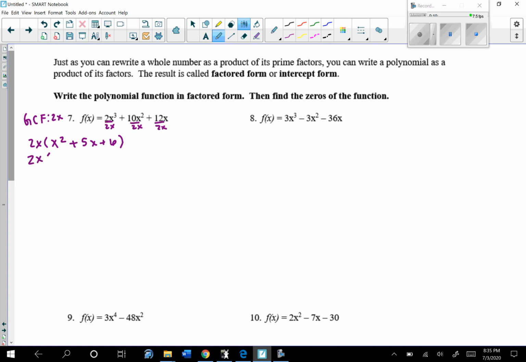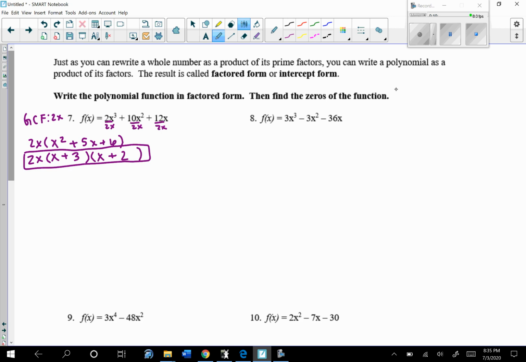So we're going to set up our 2 binomial sets. We know that this is x plus and x plus because both signs are positive. So factors of 6 that add up to 5 would be 3 and 2. So this is my factored form. So write a polynomial in factored form. Then find the zeros. So to find the zeros, remember the zeros are when you're setting y equal to 0 and solving.